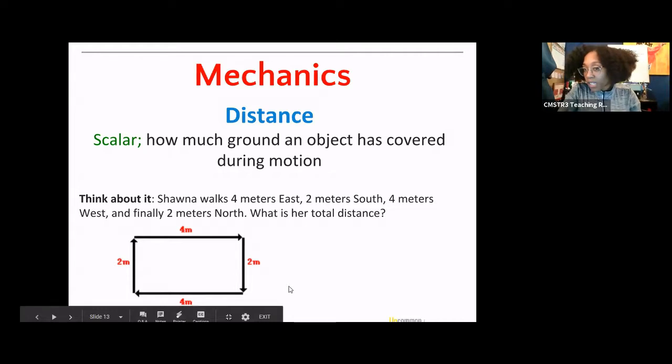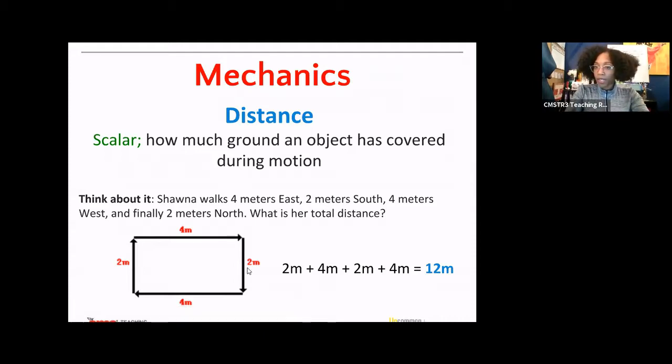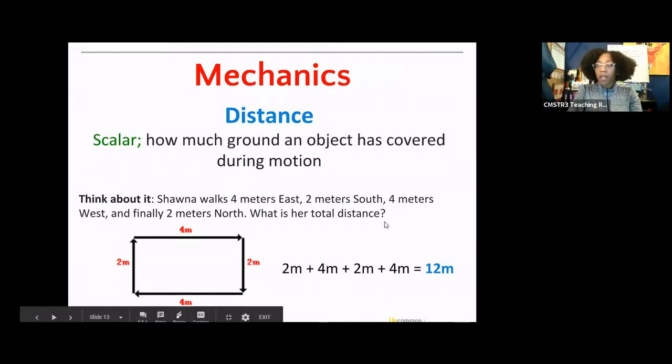Everybody is performing the same math, essentially. We're going to add all these numbers up to get my total distance. So my total distance is just 12 meters. 4 plus 4 is 8, 8 plus 4 is 12. Simple enough. So distance is the entire journey from start to end, however much ground you have moved, that is your distance. Remember, this has no direction, so it's just a scalar quantity.